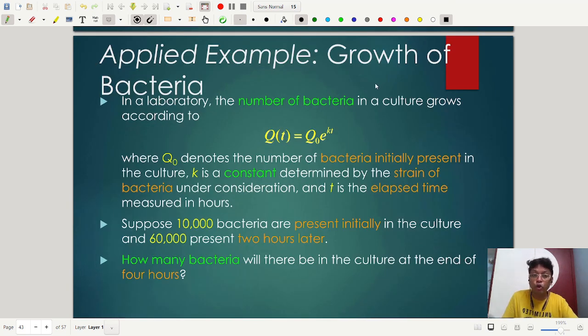Suppose in the growth of bacteria, how will you explain? In a laboratory, the number of bacteria in a culture grows according to Q(t) = Q naught e to the power kt, where t is time, Q is a function of t, and k is a constant. So this is the mathematical model for growth of bacteria. Exponential functions are increasing. You know, in these COVID-19 situations, sometimes the virus was increasing exponentially. A lot of people were infected throughout the globe. So this exponential growth can also be explained by a mathematical model. This is one of the mathematical models to explain growth of bacteria.